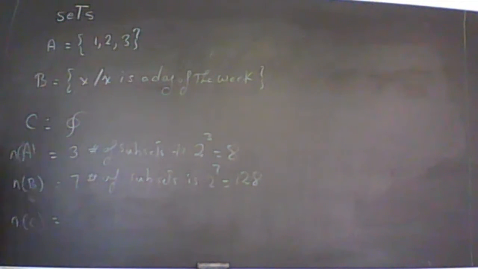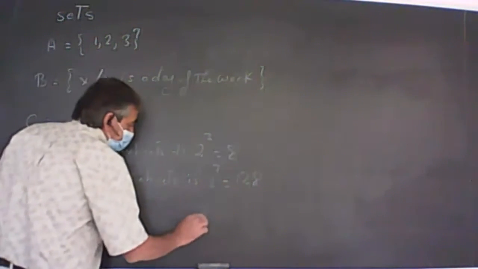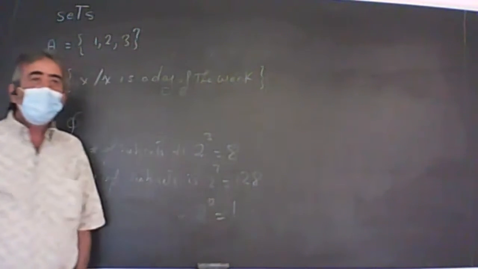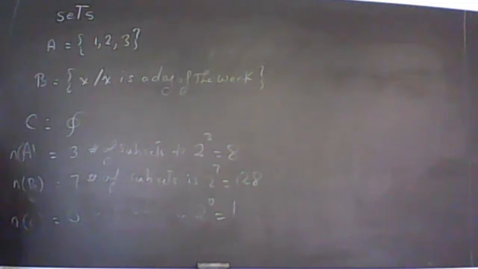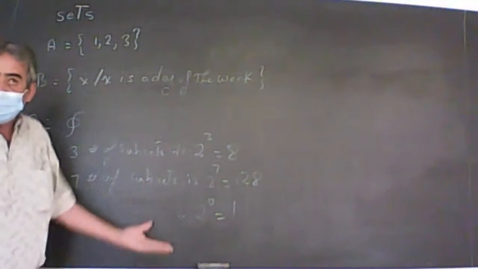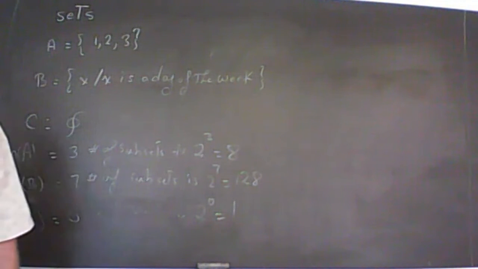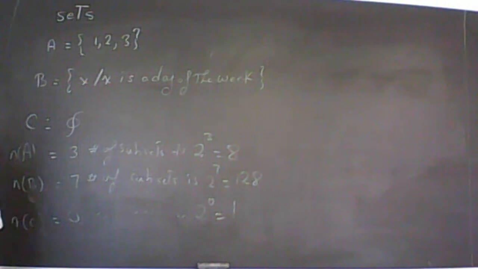How many? 0. Because C is the empty set, right? Empty set has no element, right? So then, the number of subsets is 2 to the power 0, which is 1. Yeah? So it is itself. Remember, we said the empty set is a subset of every set, so it is also a subset of itself. So the only subset for the empty set is itself. Yeah? Any questions?